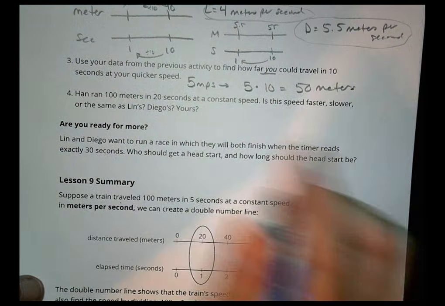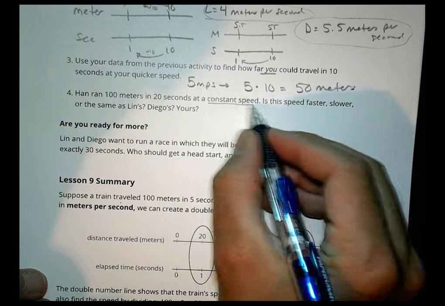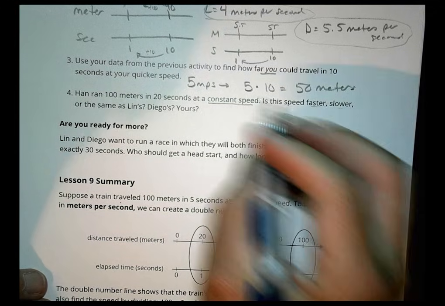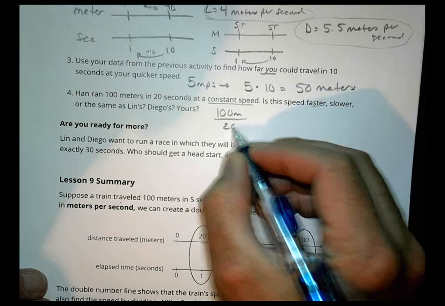It says that Han ran 100 meters in 20 seconds at a constant speed. Is it faster, slower, or the same as Lynn and Diego's? Okay, well, let's take a look. We have 100 meters and we have 20 seconds.